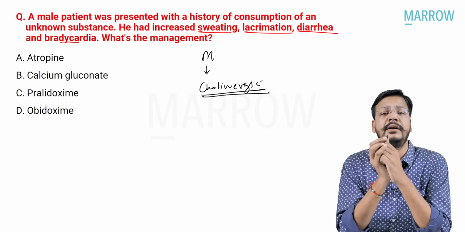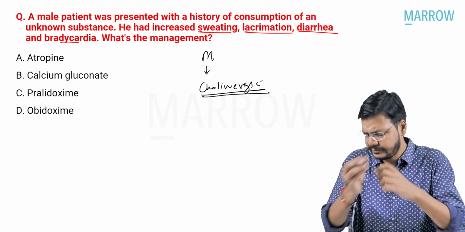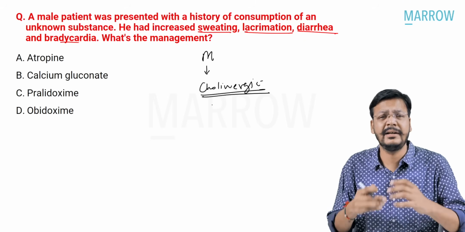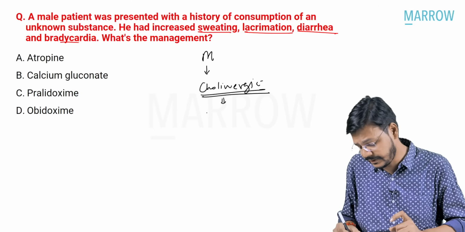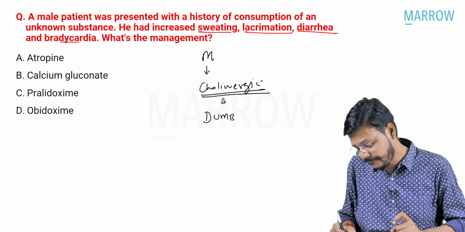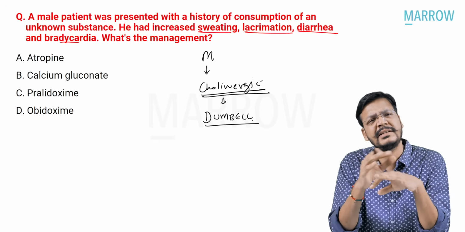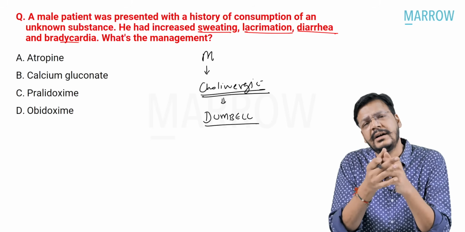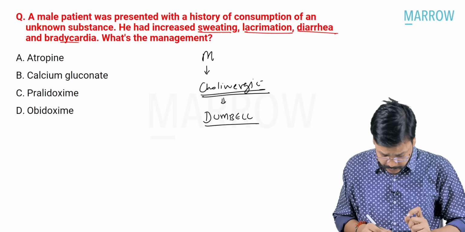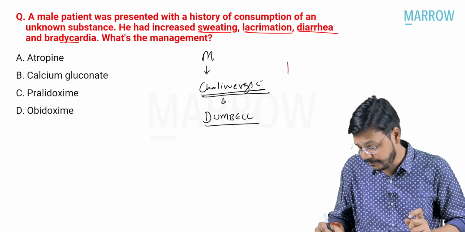These all are muscarinic cholinergic symptoms. Do you remember the cholinergic symptoms by a trick? DUMBBELS: diarrhea, urinary incontinence, miosis, and so on, bronchorrhea. These you remember. But you can remember the muscarinic cholinergic symptoms by one more easy trick, BSC.